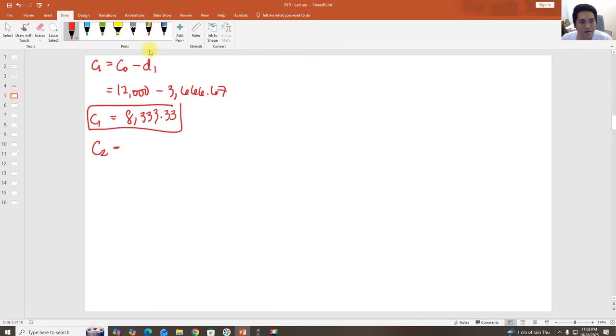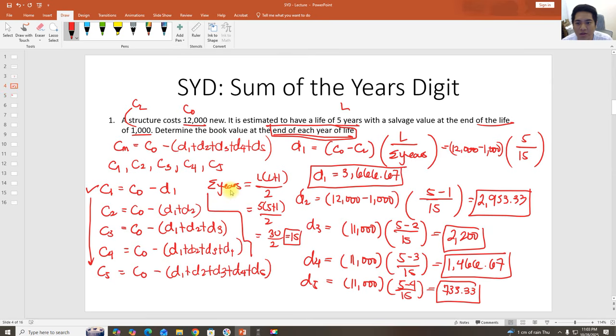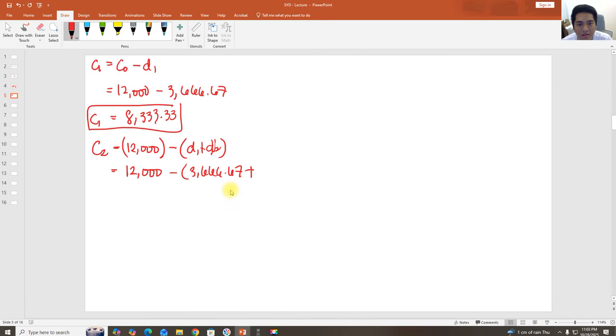For the second year, we have 12,000, the first cost, minus D1 plus D2. Of course, the first year depreciation and then the addition of the second year. So we have 3,666.67 plus, do we have a D2 here? We have 2,933.33. Okay, so if we compute that, our answer should be 5,400. So that will be the book value after the second year.